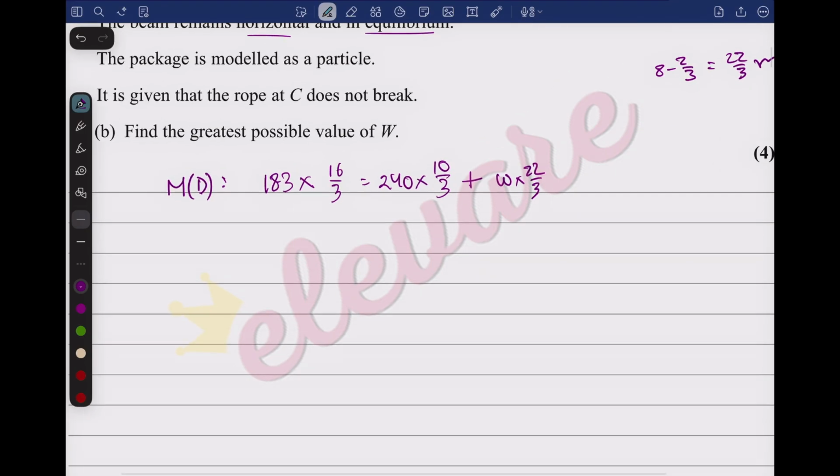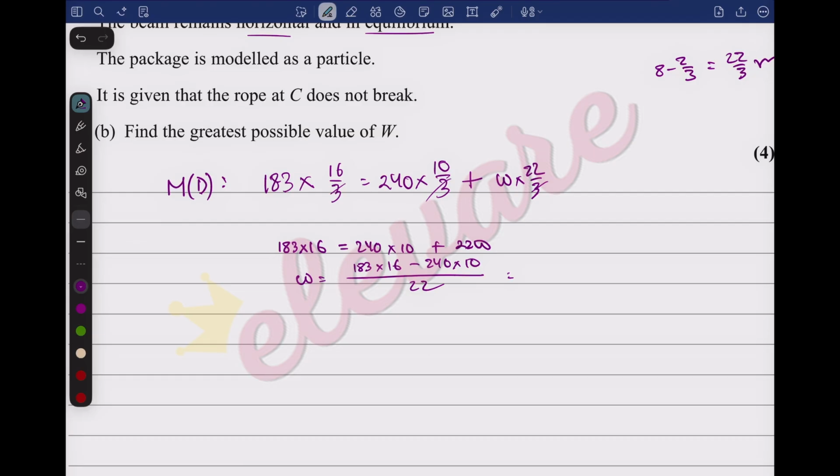Okay, now we have to solve this. Well, you can already see that on both sides we have a denominator of 3 on every single term. Right, so we can really just cancel that out. Or in other words, we're basically multiplying both sides by 3, and that cancels the 3 in the denominator. But now we basically have this 183 times 16 equal to 240 times 10 plus 22 times W. Okay, so W is going to be equal to 183 times 16 minus 240 times 10 divided by 22.